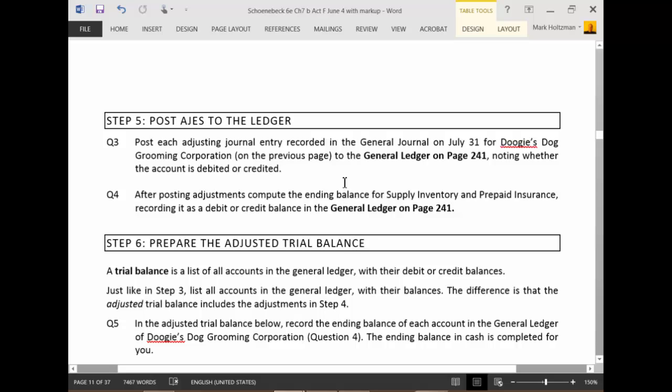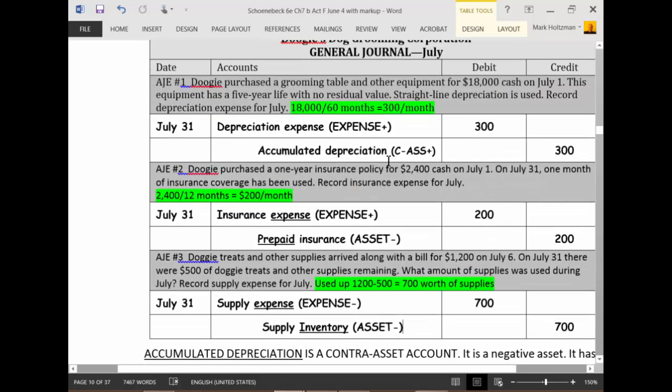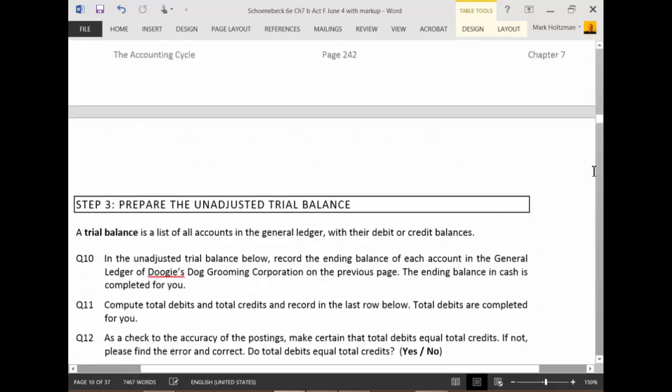Next thing to do now is to post. What you do is you take each of these adjusting journal entries and you post them to your general ledger. Let's go through them. The first one here was the debit to depreciation expense for $300. So go back to the depreciation expense T account here.